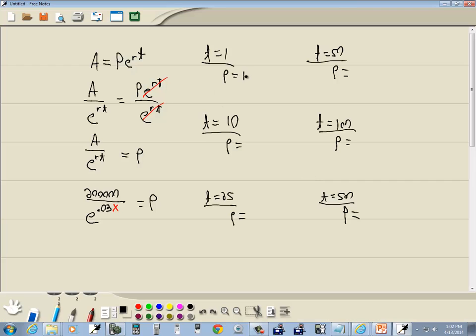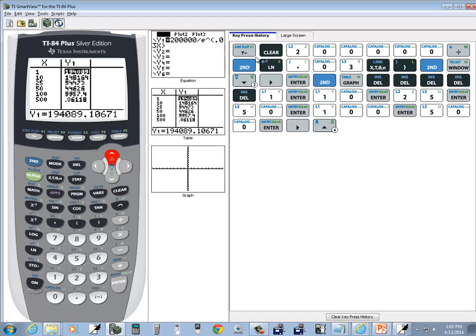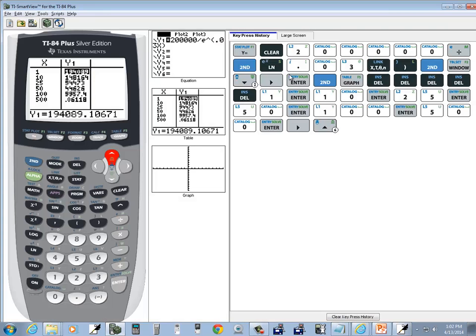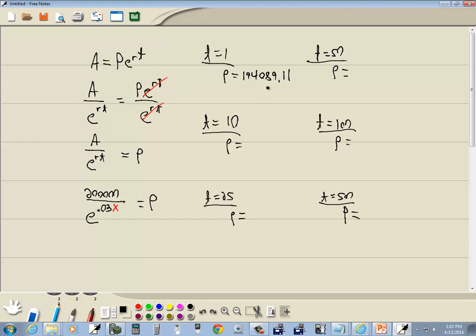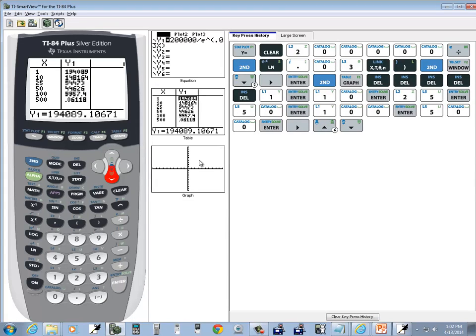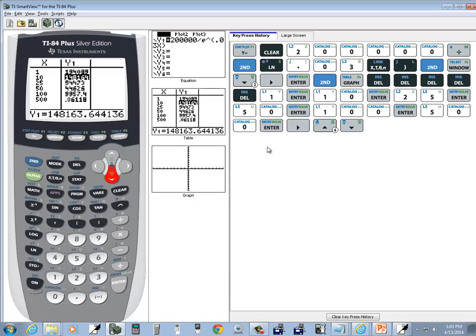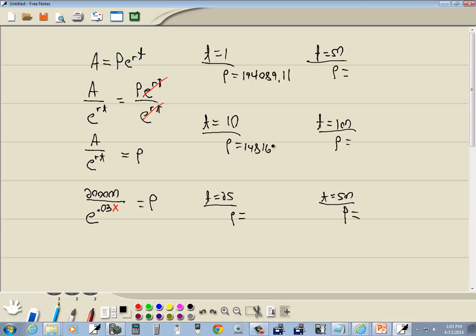So our first one here is 194,089.11. So if you left it in 1 year compounded continuously at 3%, you'd have to have this much put in. 10. Let me down arrow to 10. 148,163.64. So if you leave it in 10 years, this is the amount you'd have to start with.